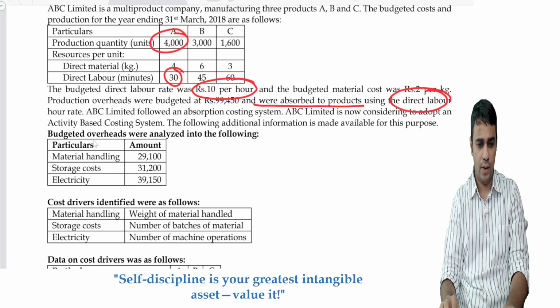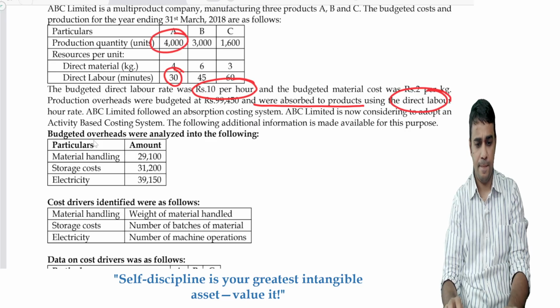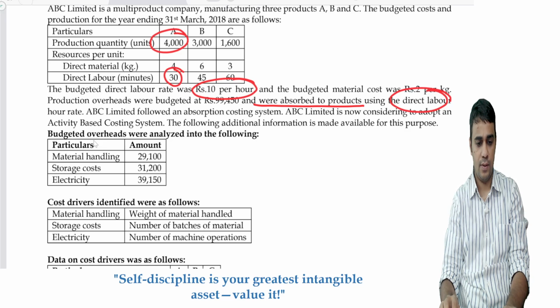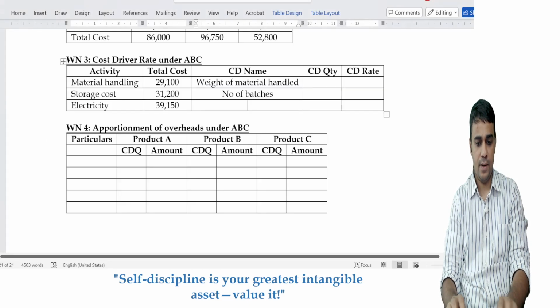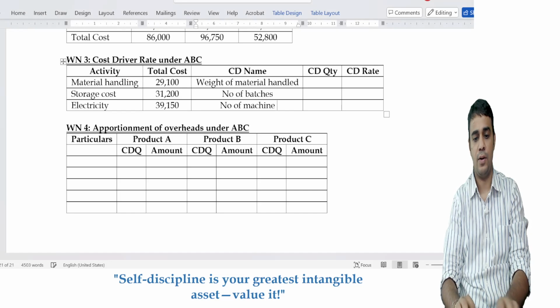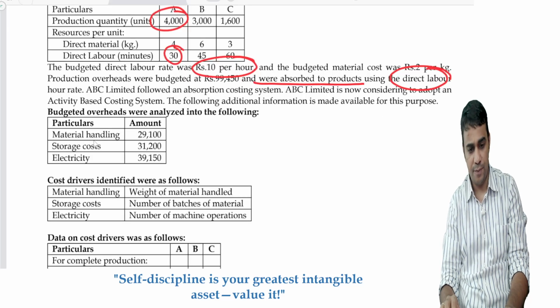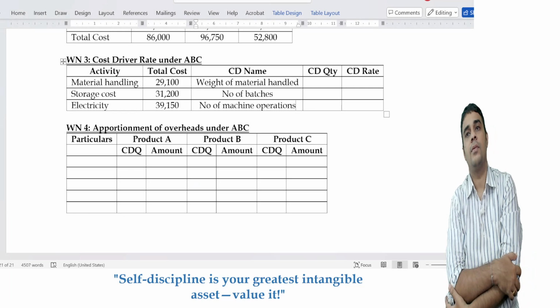Write the second one. Storage cost, 31,200. Number of batches. Electricity, 39,150. Number of machine operations.